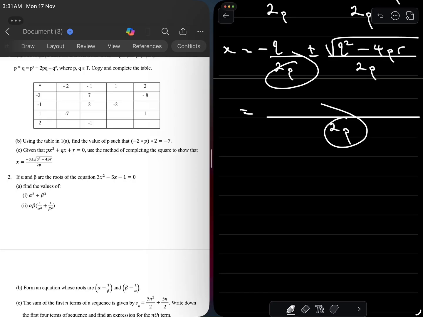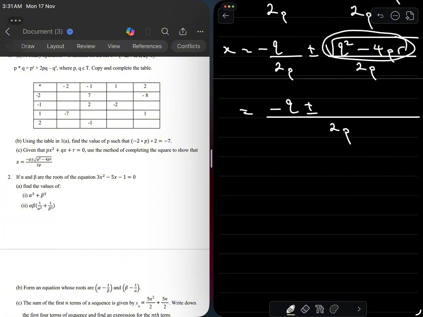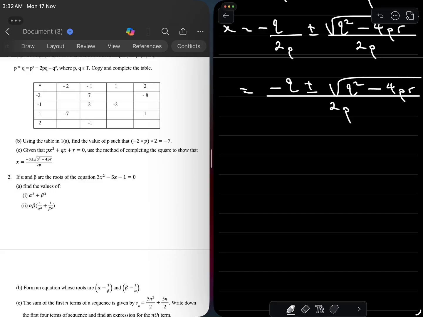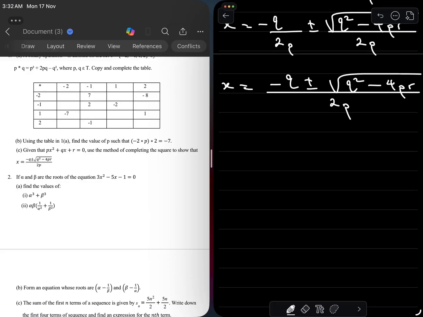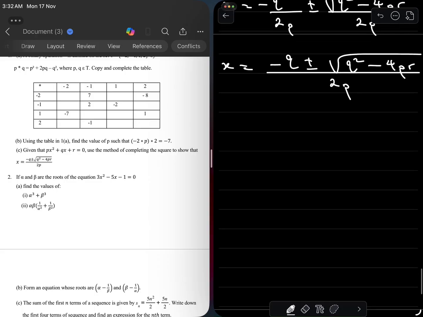2p divided by 2p is 1. 1 times minus q, that's minus q plus or minus 2p divided by 2p is 1. 1 times the whole of this will be the square root of q squared minus 4pr. And that means that's x simply, which is what we are supposed to prove. X equals minus q plus or minus root q squared minus 4pr over 2p. That's a proof, very, very simply, using the method of completing the square.